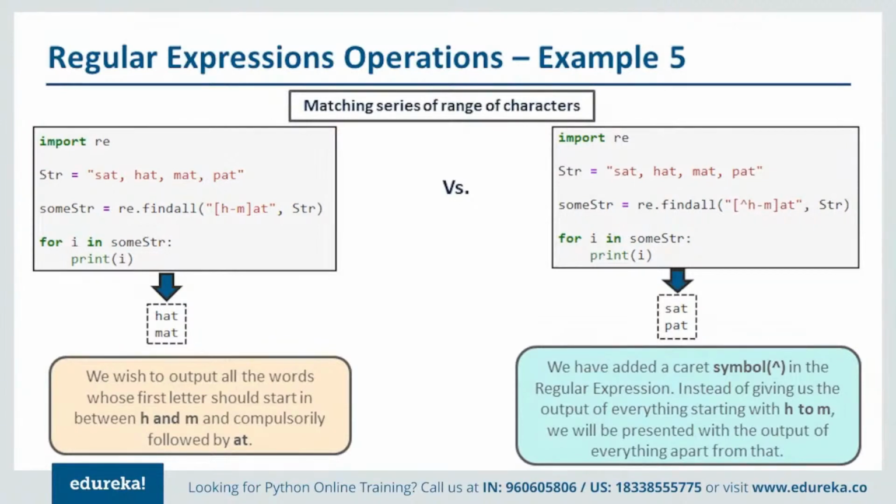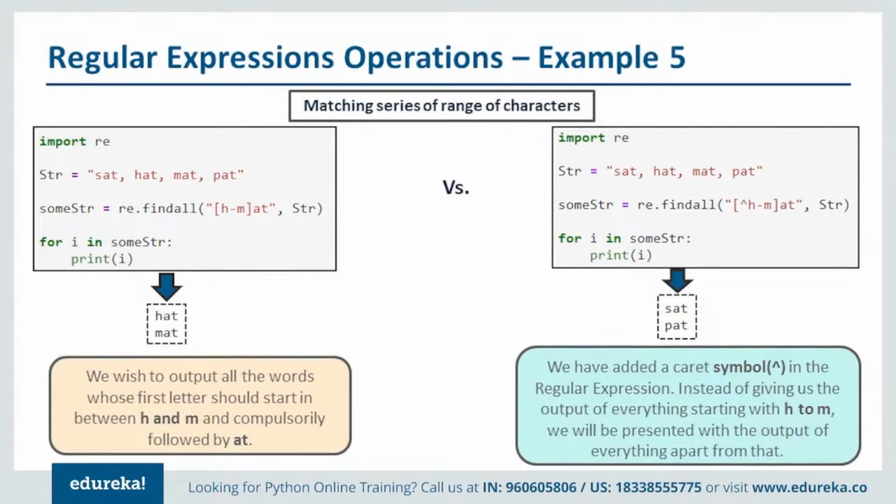So hat and mat are picked up, but we can also use the caret symbol, which does the reverse. In this case, a character that is not between H and M will be picked up and given back to you. So you can see that sat and pat will be displayed, and hat and mat will not. So you can give the matching series at any time if you feel you cannot simply hard code the different characters, because you cannot simply write A, B, C, D, all these characters till Z in the regular expression.